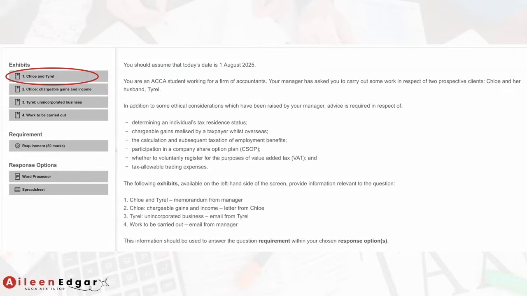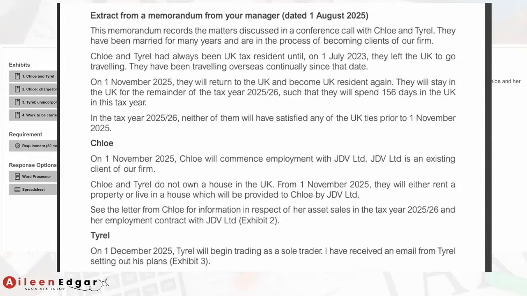Now let's look at one of the exhibits, Exhibit 1. We're going to see how we can map it back to the requirements. We were told in the detailed requirements exhibit that requirement A and B1 were linked to Exhibit 1. There's not actually anything particularly in there that we need to worry about for the ethics requirement in Exhibit 1, but it does give us some information that they've been married for many years and are in the process of becoming clients for the firm. There is some useful information to help us address why she is a UK resident for requirement B1.